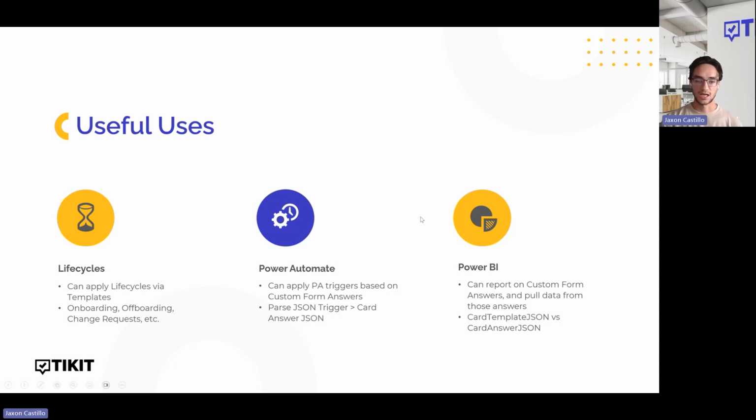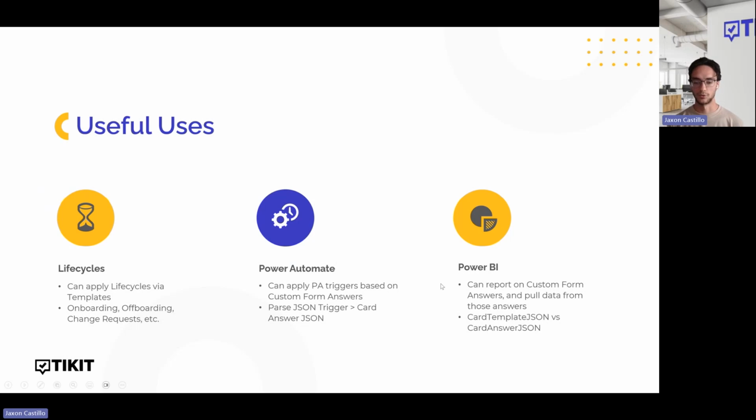Like I mentioned last time, we support exporting some custom form data to Power Automate, which you can use via the parse JSON trigger and then card answer JSON. That's how you would see the answer information or the template information from the custom form data in Power Automate. In our live demo, I'll go over that just a little bit, but from a very high level, that's how you would do it in Power Automate.